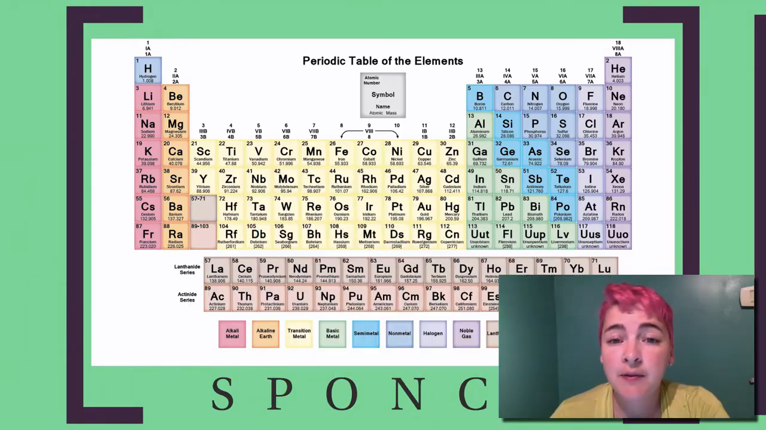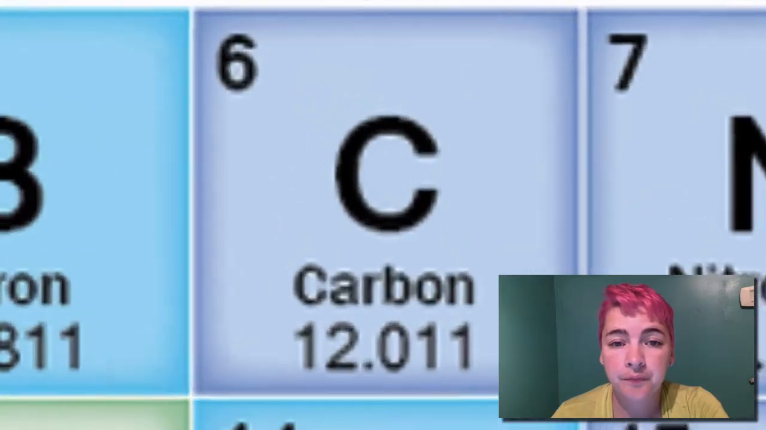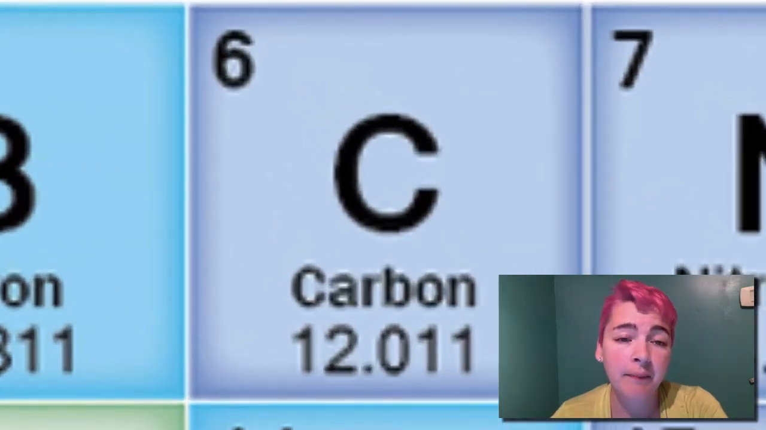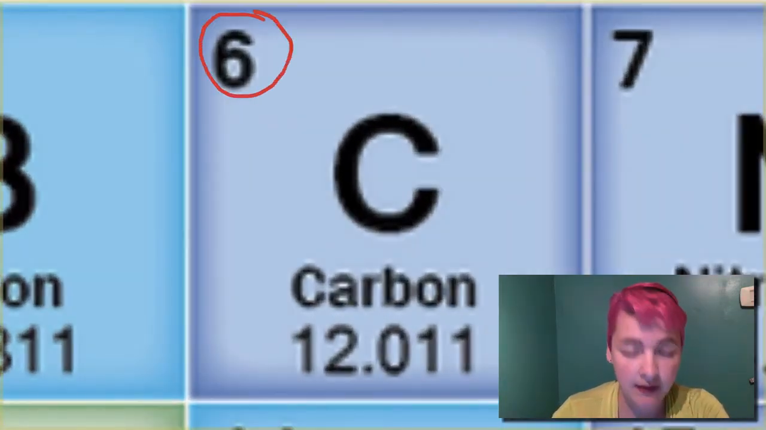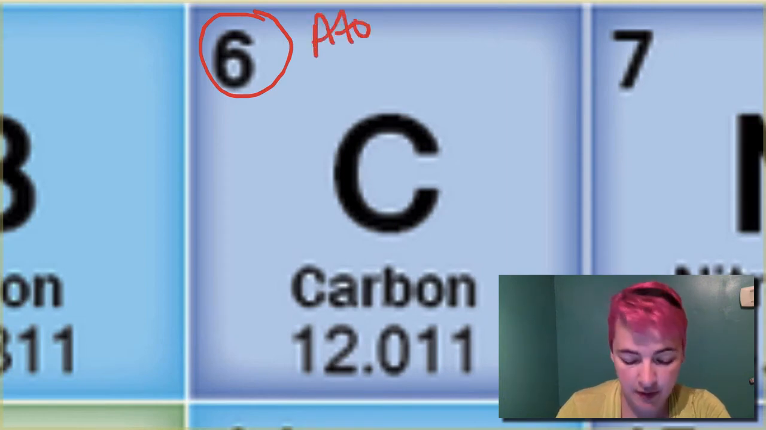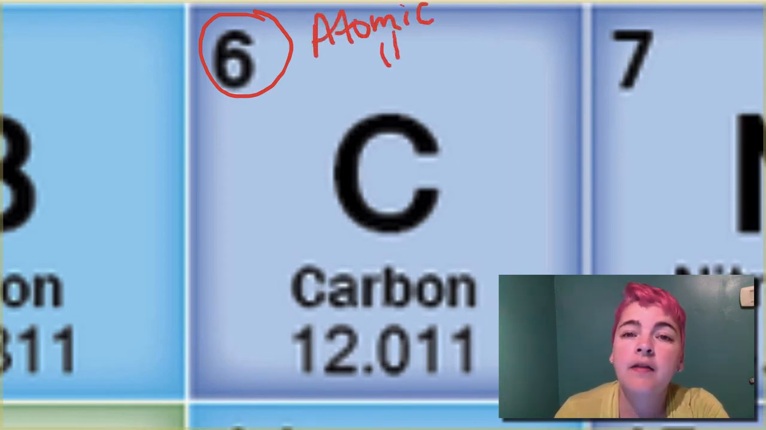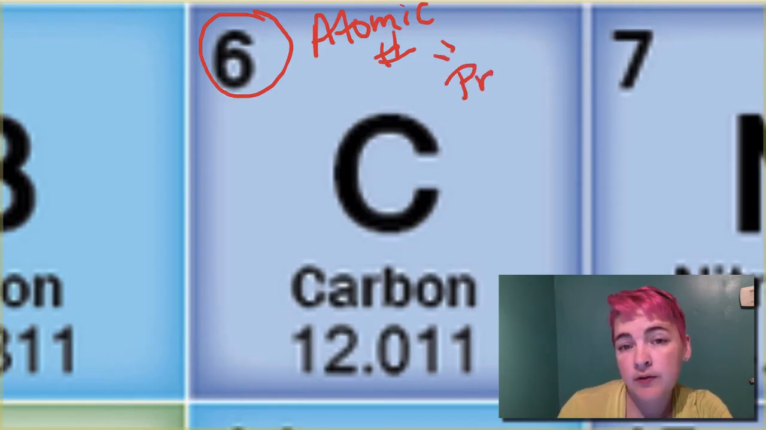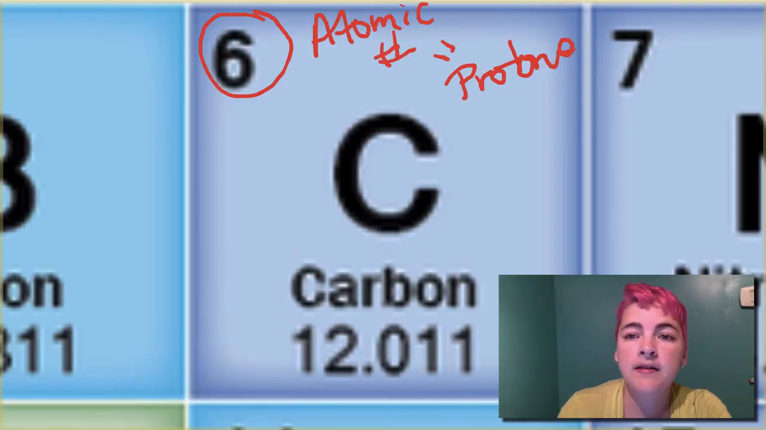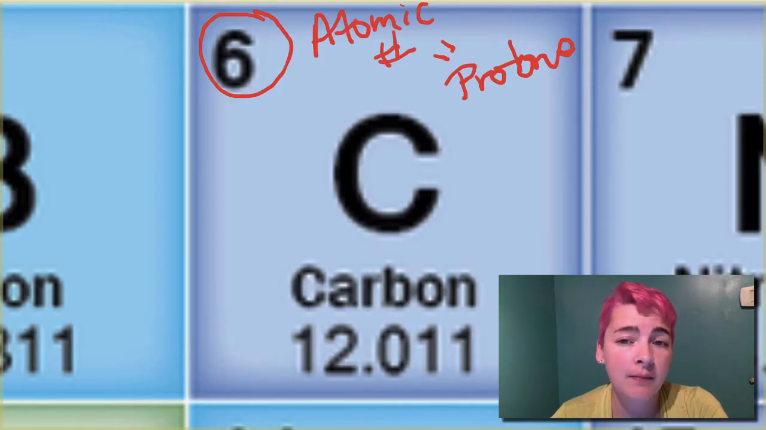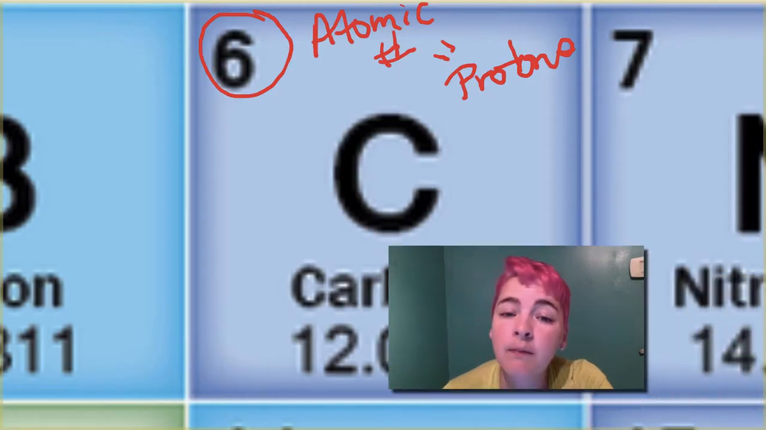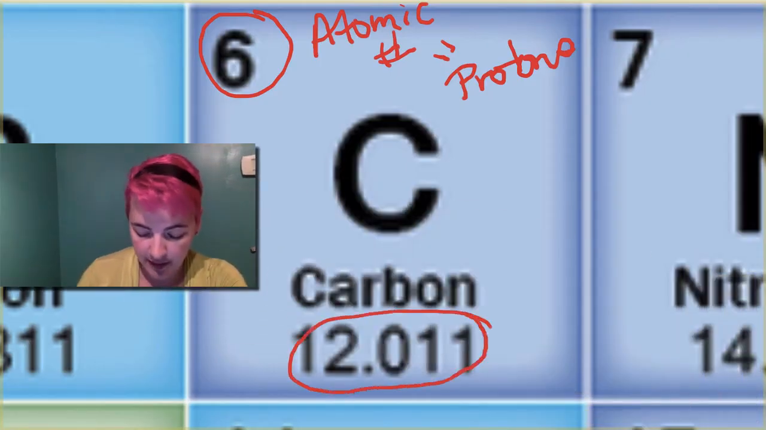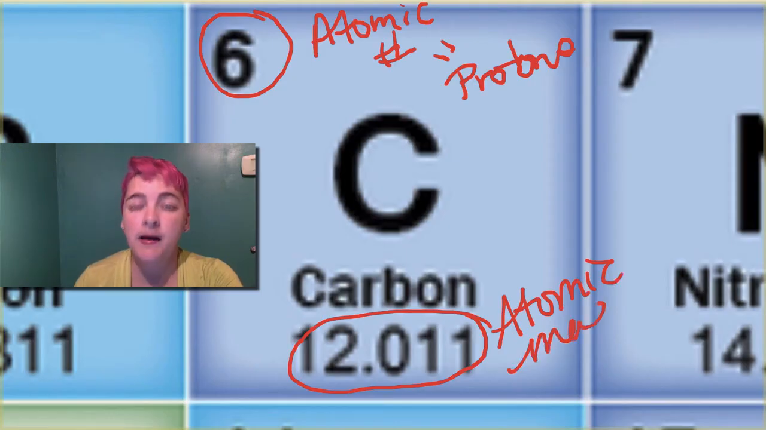When looking at the periodic table, there's a couple of things that we need to know. First, the letter is the symbol name. Above the letter is the atomic number. For carbon, the atomic number is 6. The atomic number is equal to the number of protons. In a stable atom, which is fairly rare, the number of protons is equal to the number of neutrons, which is equal to the number of electrons. The number below the symbol name is the atomic mass.